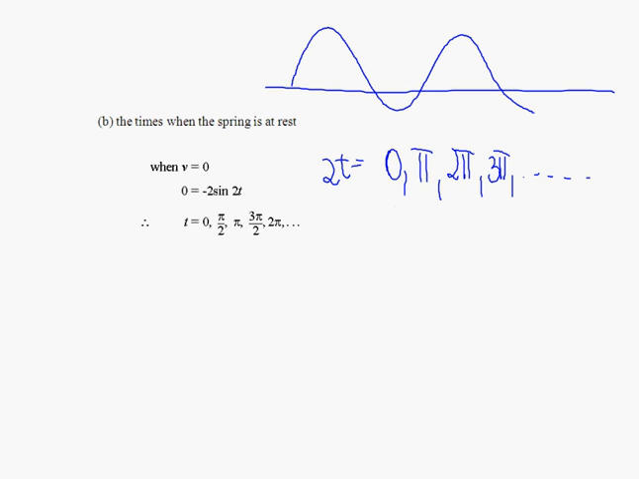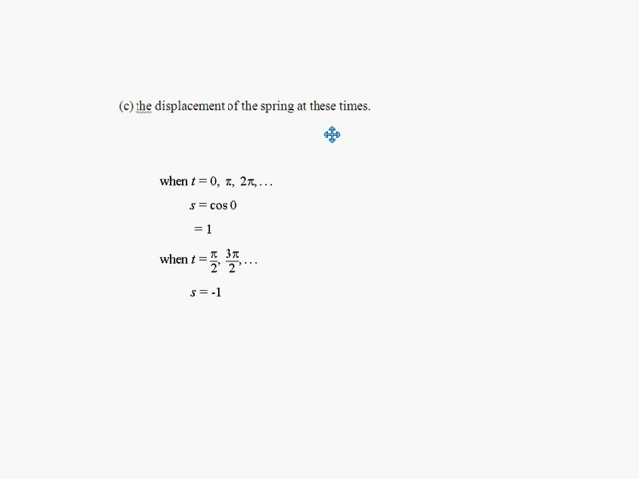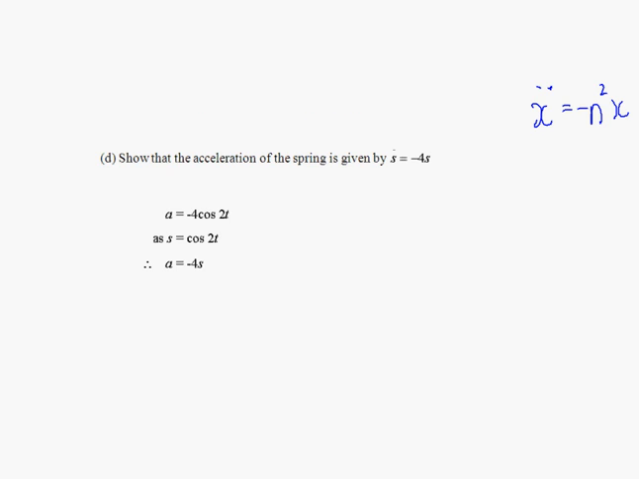We solve that equation. What's the displacement of the spring at these times? Well, at these ones, when t is equal to 0, pi, 2 pi, we get a cos of 0, which is 1. If it's at pi on 2, or 3 pi on 2, or 5 pi on 2, we get it being at minus 1. So it's moving between 1 and minus 1, which makes sense if you think about the cos of 2t. It should make sense, and you know the graph of the function here.